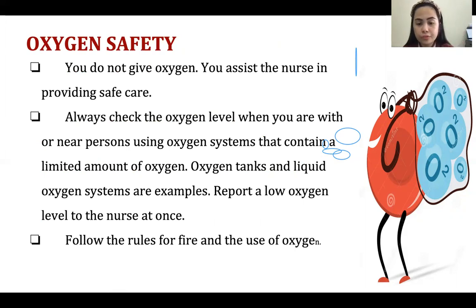Then follow the rules of fire safety and use of oxygen. Guys, it's not allowed to smoke in an area where there is oxygen because it will cause fire.